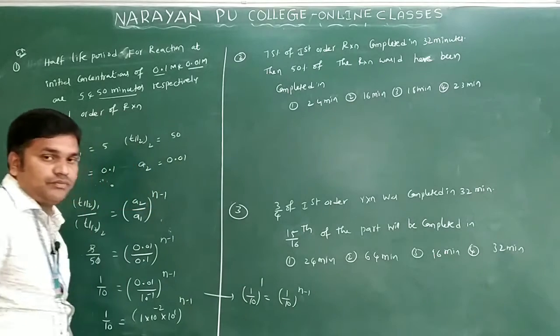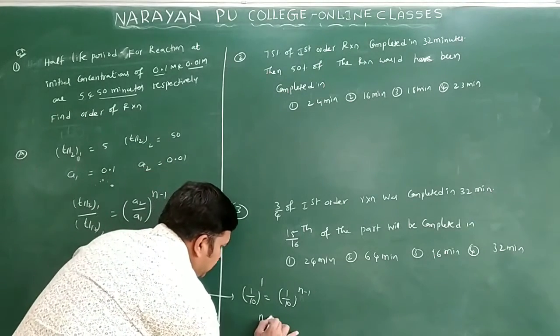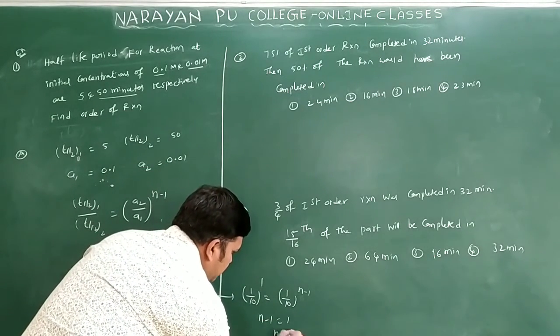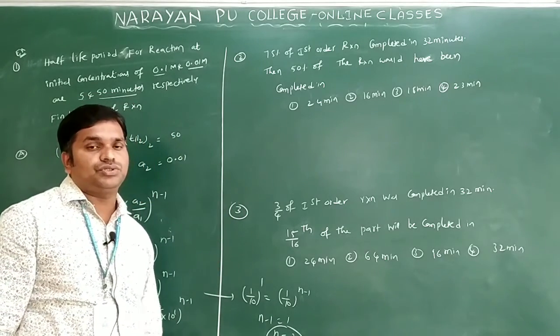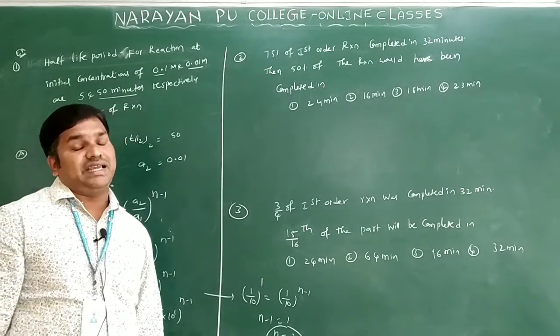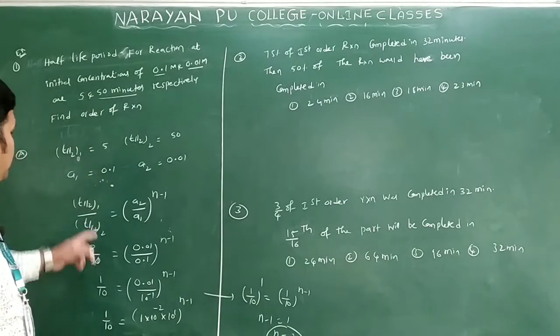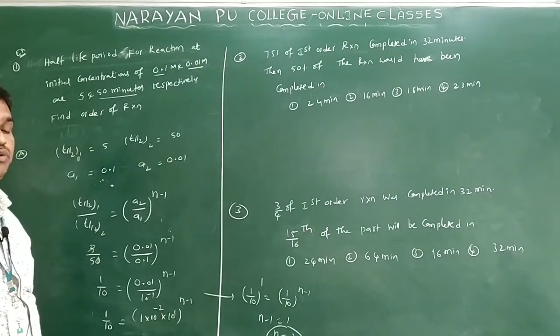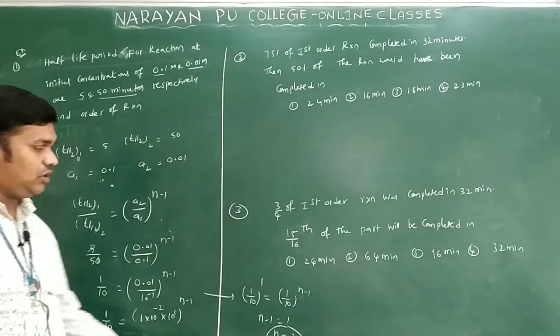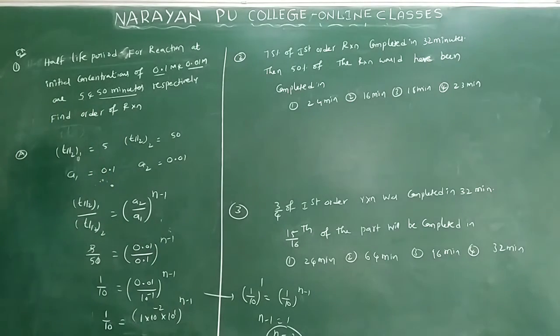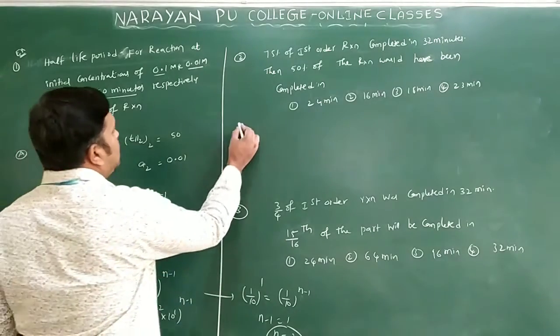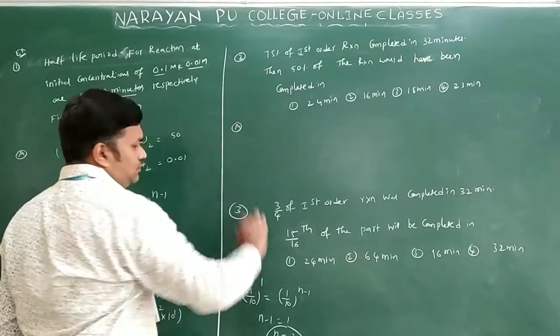This will give 1. Now we are getting n minus 1 is equal to 1. n is equal to what? 1 plus 1. Then I get n is equal to 2. So our reaction is a second order reaction. What is the formula used? T1 half by T2 half is equal to (a2 by a1) power n minus 1. So we got n is equal to 2. So this is question number 1 for the half-life method of fractional change we discussed. Clear? Now you will see the next question.